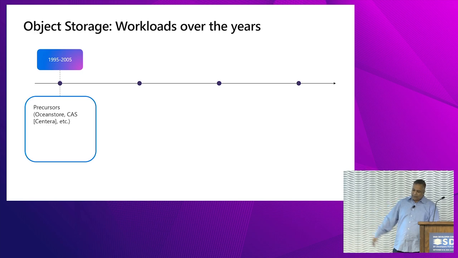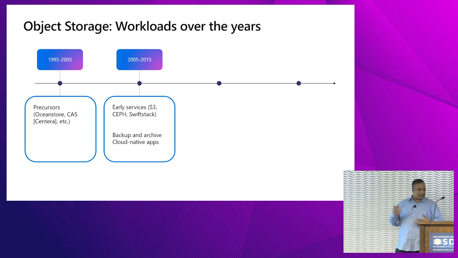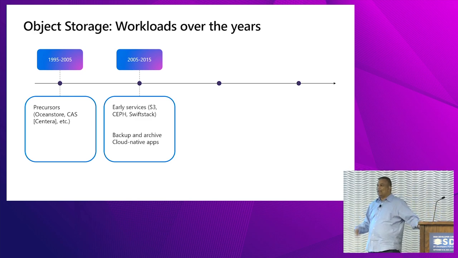There are also other systems, sort of precursors. One of them that many of you may recognize is content addressable storage. Centera was sort of the canonical example of this back in the day, providing archival storage and things like that. But it wasn't really until obviously the mid-2000s, when S3 launched, that the modern era really kicked off. Obviously you had Ceph and you had SwiftStack.